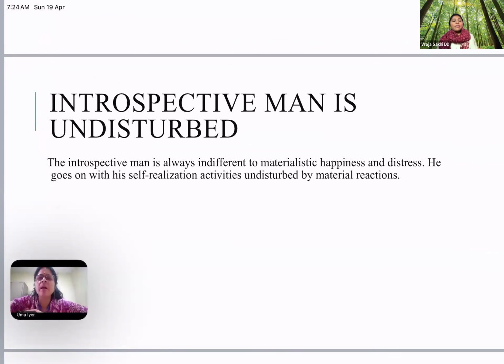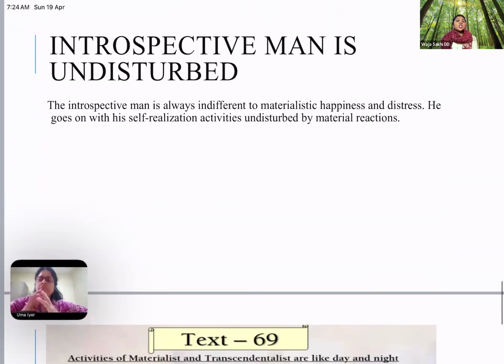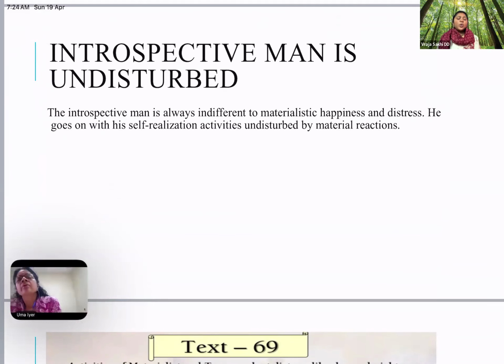The introspective man is always indifferent to materialistic happiness and distress. He goes on with his self-realization activities, undisturbed by material reactions. So we can see that he is not disturbed by the material reactions. He knows things happen only by Krishna's mercy. If Krishna sanctions, it will happen. Even though we are aspiring so much, if things do not happen, a devotee considers it to be Krishna's mercy.